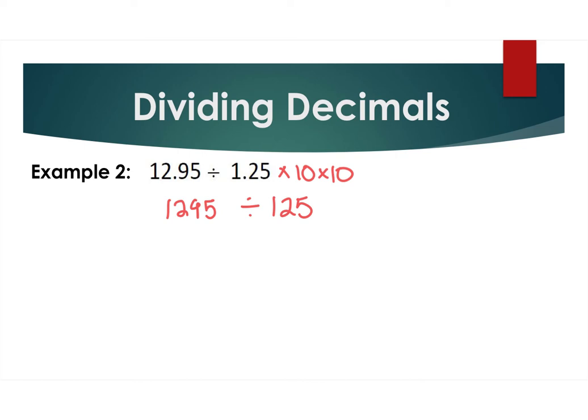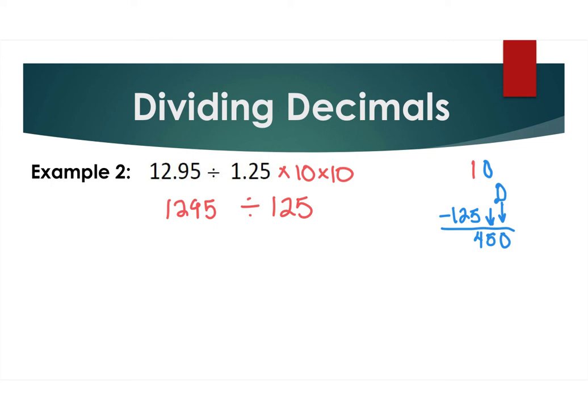So 125 can't go into 1 or 12, but it does go into 129. It goes into 129 one time. I multiply. And then subtract. Bring down. 125 does not go into 45, so that becomes a 0. I need to add a decimal point and 0 to the end and bring it down.